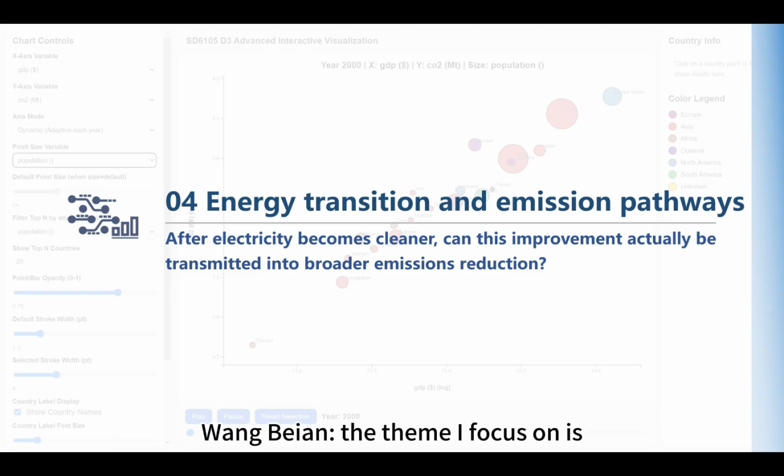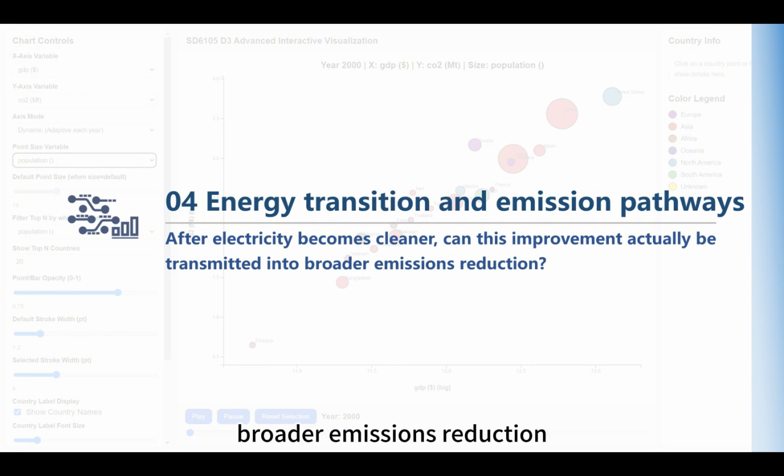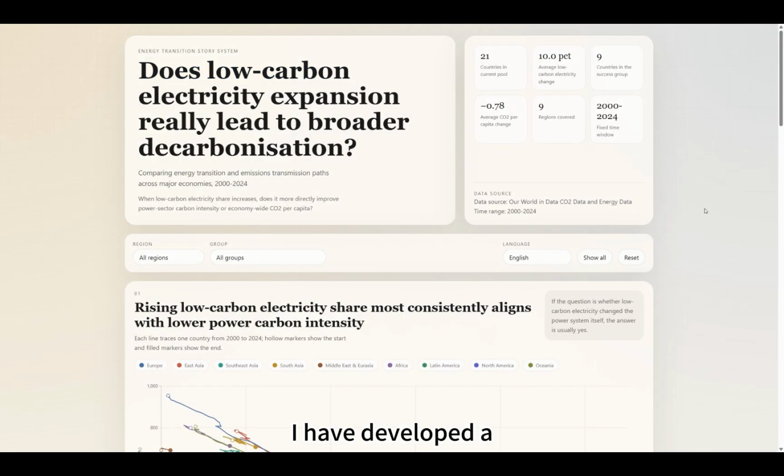The theme I focus on is: after electricity becomes cleaner, can this improvement actually be transmitted into broader emissions reduction? First, let me clarify some terms. I have developed a visualization dashboard for my research, which includes 3 charts.